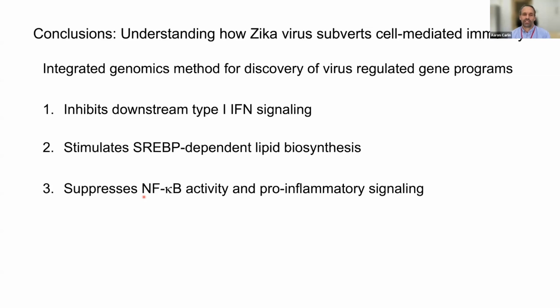Zika virus specifically stimulates really no other pathways but SREBP-dependent lipid biosynthetic pathways, which is quite remarkable. For a cell that has 20% of its RNA as viral RNA, it only has a very specific pathway that's really being stimulated. And this drives viral production. And Zika virus suppresses NF-kappa B activity and pro-inflammatory signaling, which disarms both innate and adaptive immune responses.